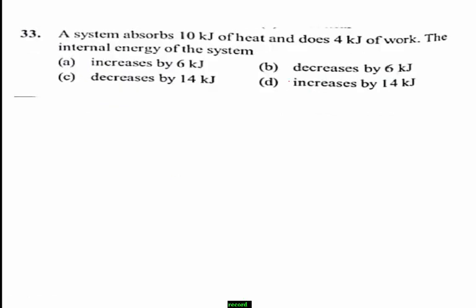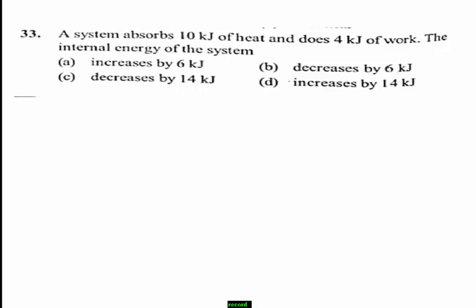Next question number 33. A system absorbs 10 kilojoule of heat and does 4 kilojoule of work. The internal energy of the system: option A, increase by 6 kilojoule. Option B, decrease by 6 kilojoule. Option C, decrease by 14 kilojoule. Option D, increase by 14 kilojoule. Yes, which one is the right answer?